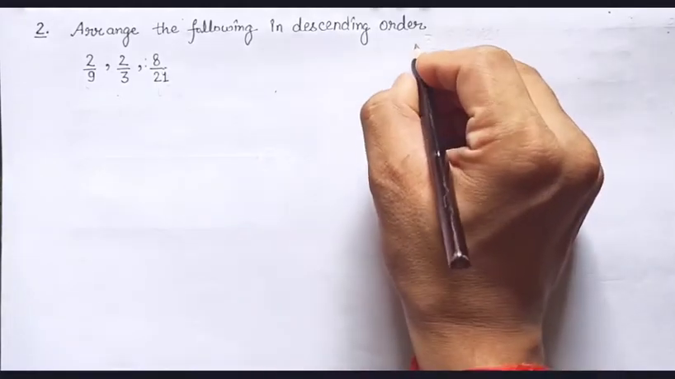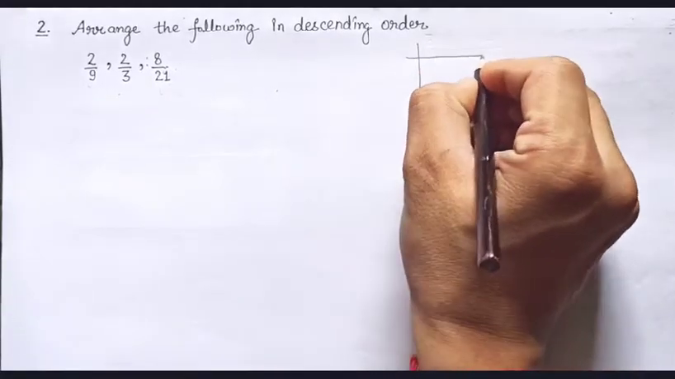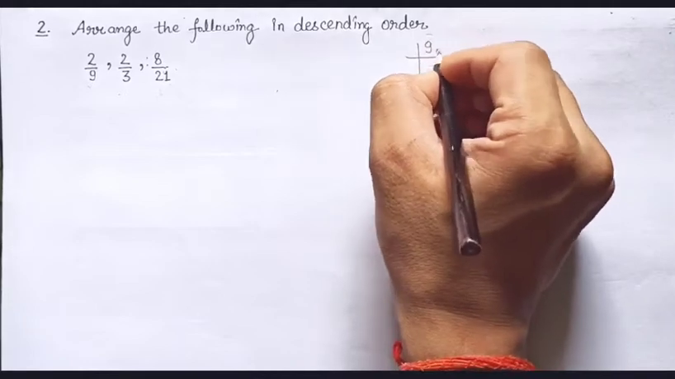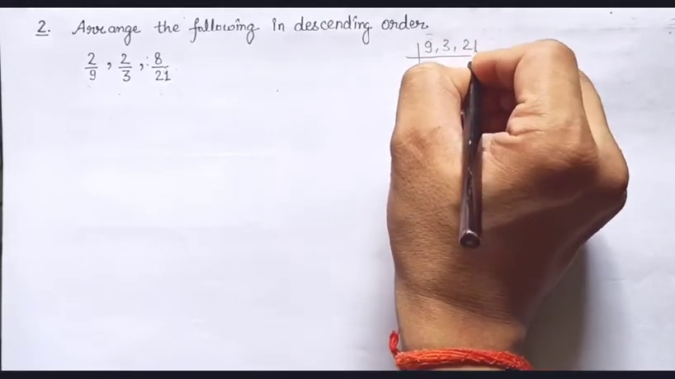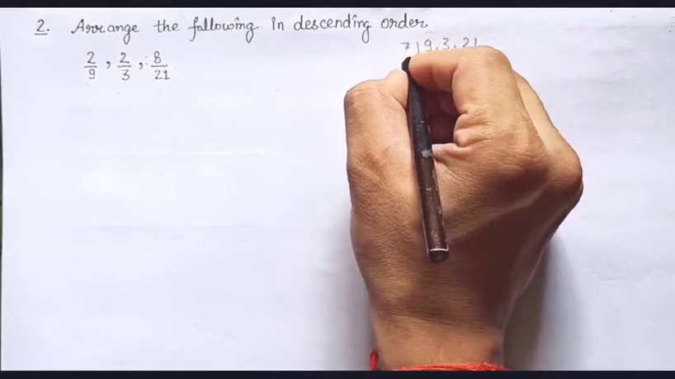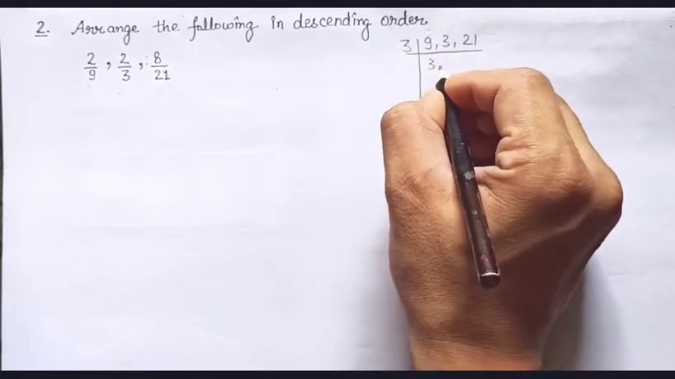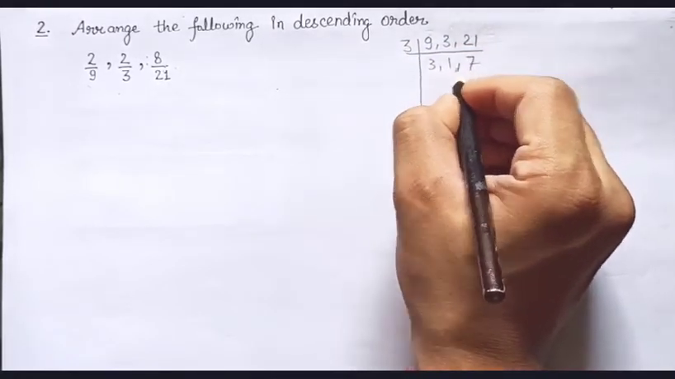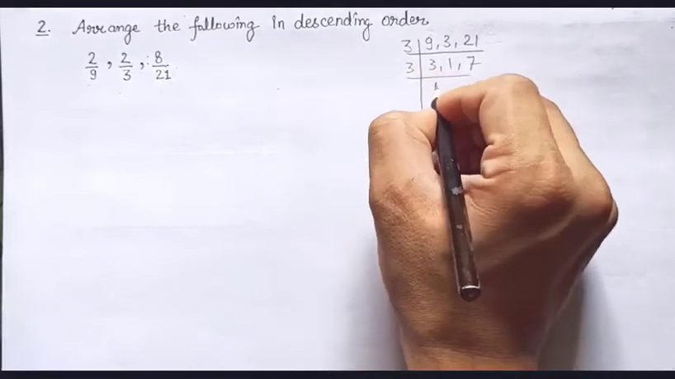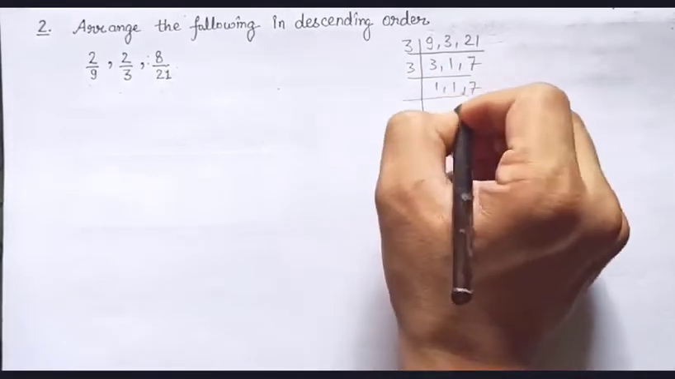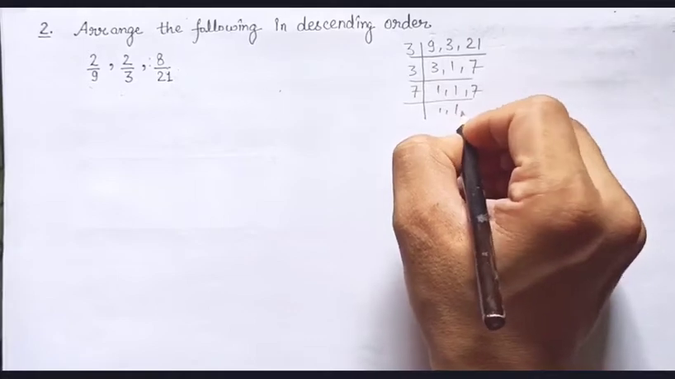So let us see the LCM of the denominators, that is 9, 3, 21. When it is divided by 3, it gives 3, 1, 7. Again 3, 1, 1, 7, and again 7, 1, 1, 1.